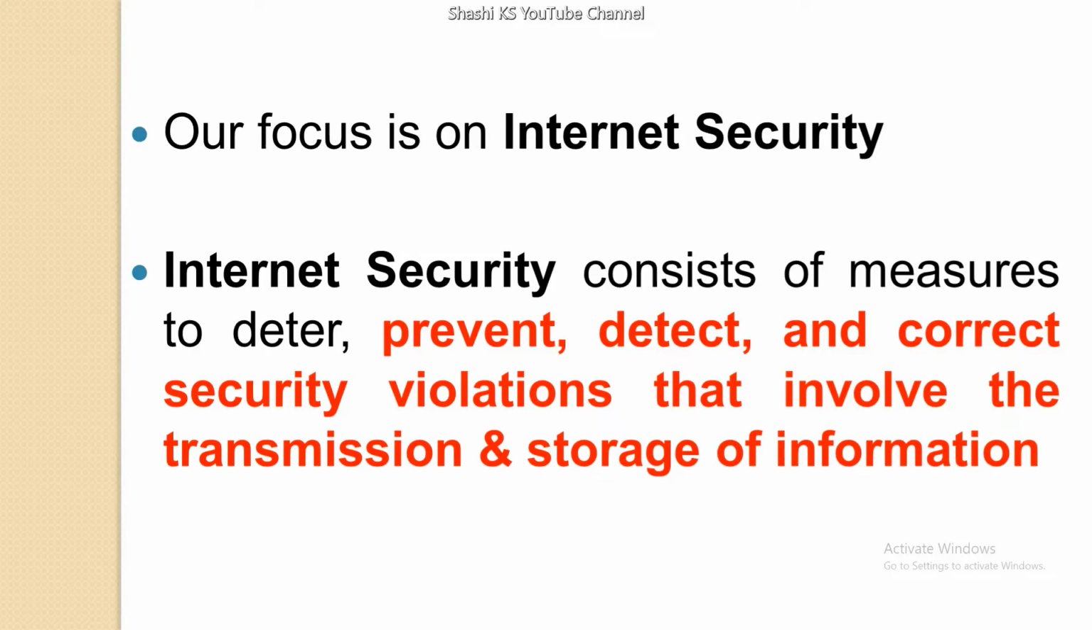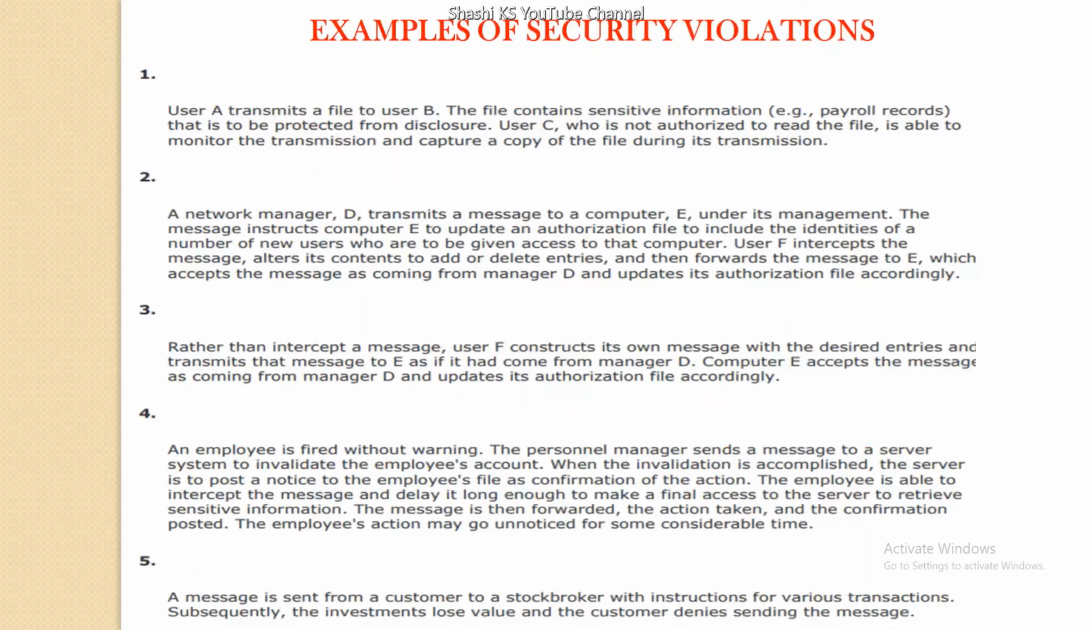Basically, we can define internet security as consisting of all those measures which we take either to detect security violations and then correct them, or to prevent security violations. All those security violations that involve the transmission and storage of information come under internet security. So we are going to talk about all those measures which we use to prevent, detect, and correct security violations involving the storage and transmission of information. Internet security is about security violations. What do we mean by security violations? Let's say you have two users, user A and user B.